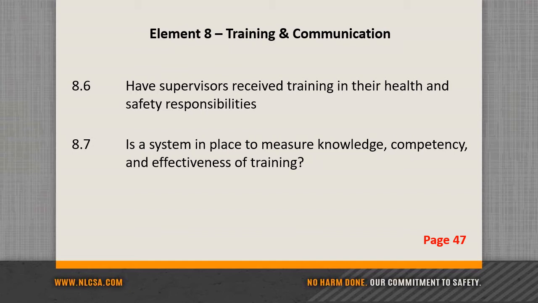8.7: is a system in place to measure knowledge, competency and effectiveness of training? You can once again review training records to ensure that evaluations are being conducted with workers to determine the effectiveness of that training. This might be accomplished through written or performance evaluations, tests, examinations associated with the job-specific training. It's a new requirement included in the national audit, and it's intended to identify how the employer and supervisors are determining the competency of workers and not just relying on training certificates.